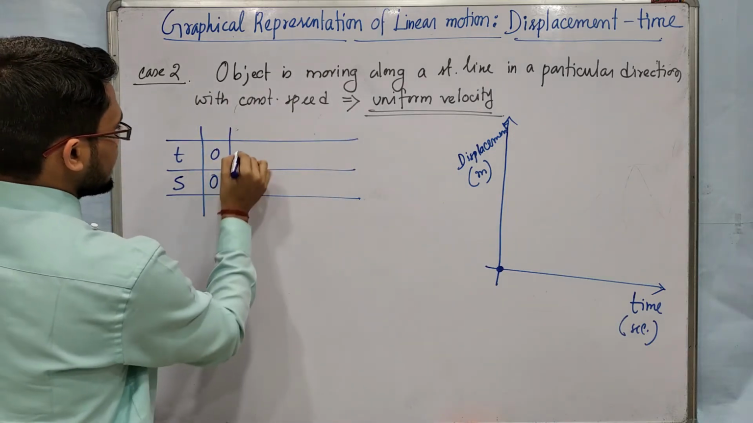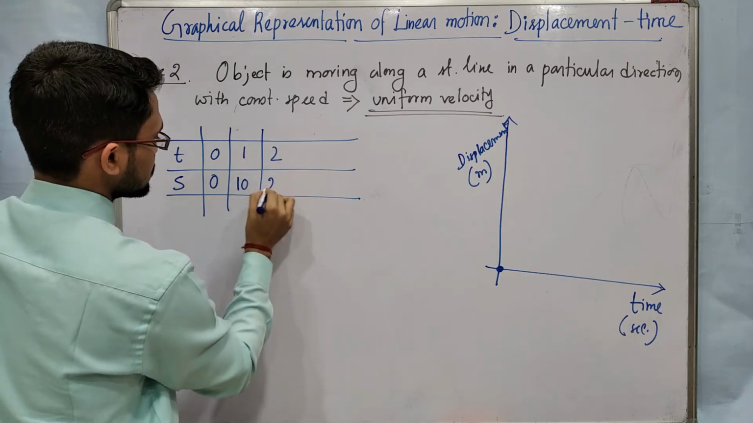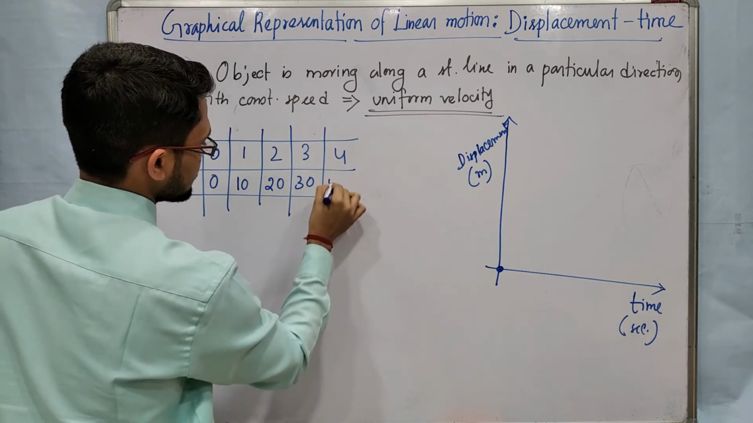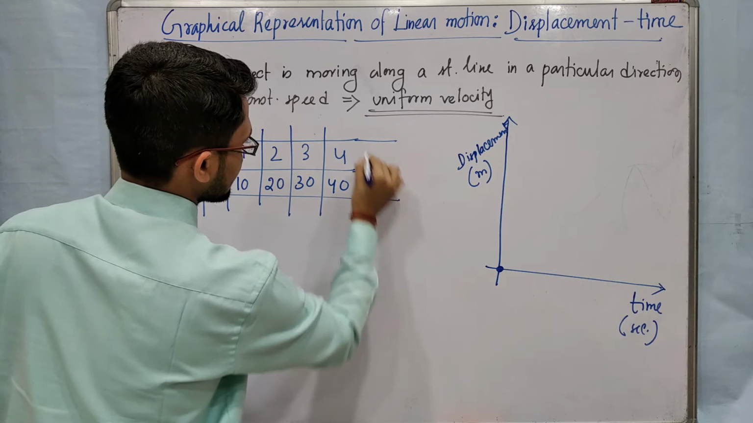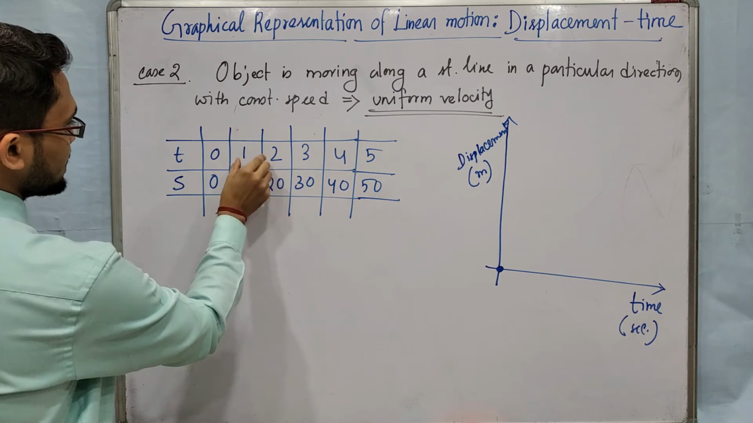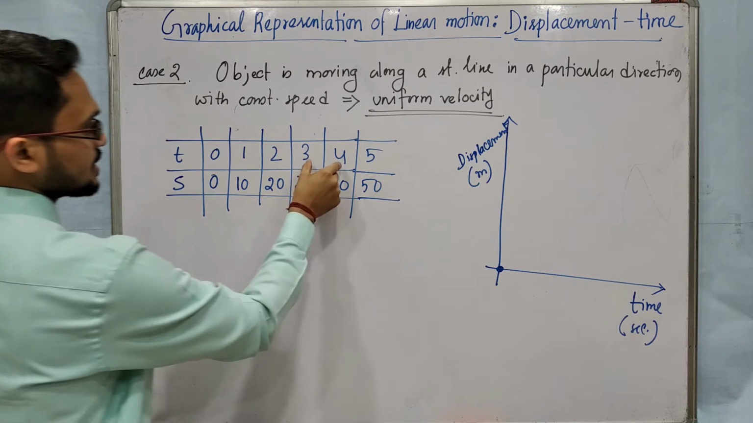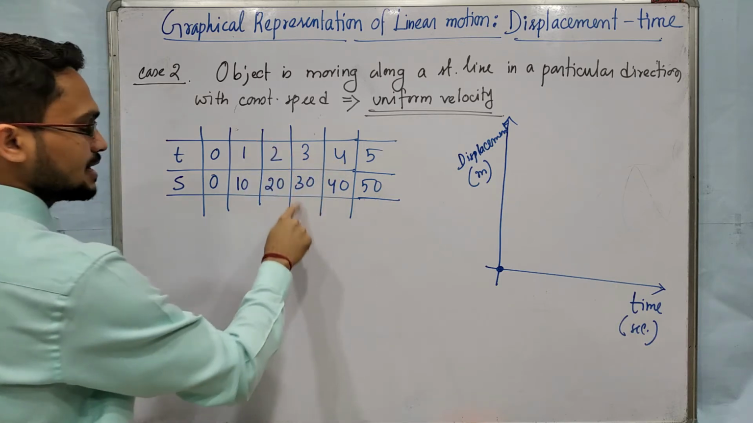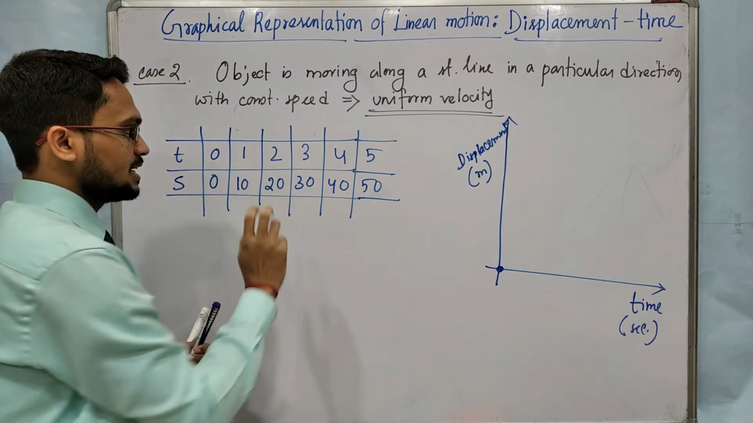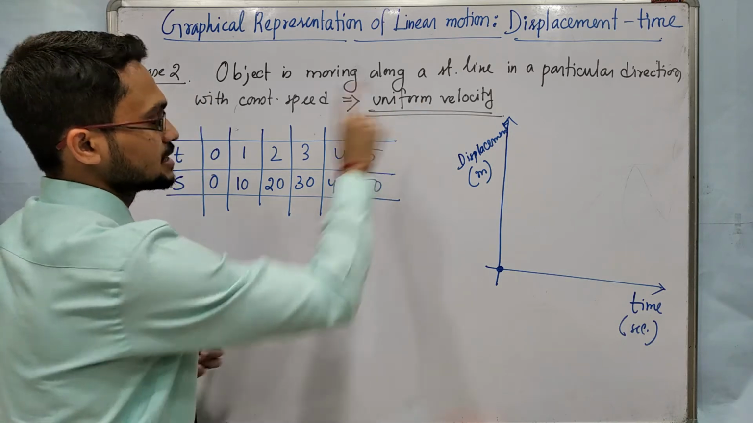Then at t equal to 1 second, s suppose 10 meter. At t equal to 2 second, s suppose 20 meter. At t equal to 3 second, it is 30 meter. 4 second, 40 meter. 5 second, 50 meter. So in this way. If you see the difference between time, 2 minus 1, 1. 20 minus 10, 10. Check this, 4 minus 3, 1. 40 minus 30, 10. Okay. So in each equal interval of time, the object is moving equal distance in a particular direction. For that reason it is uniform velocity.